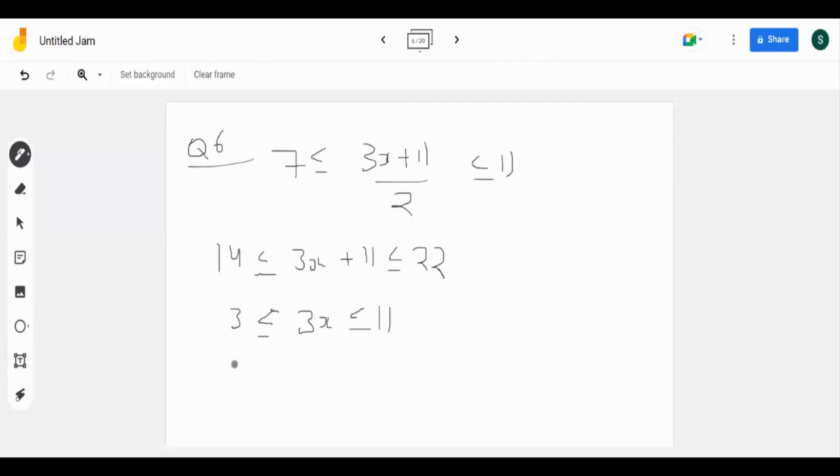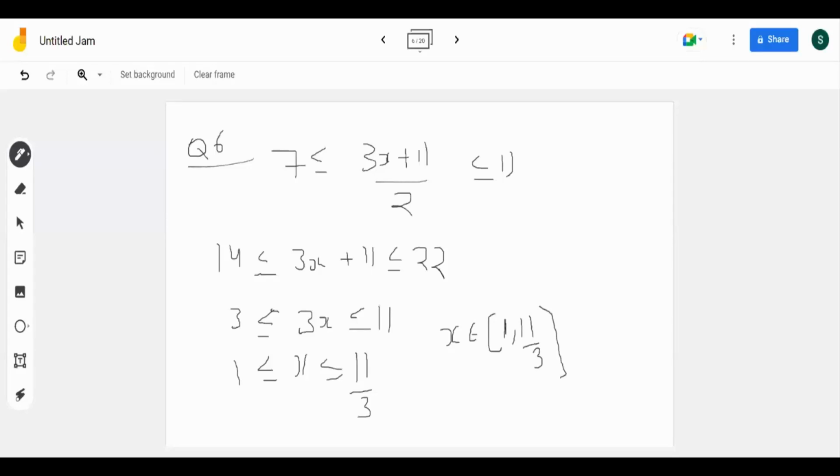Okay, again divide by 3. 1 less than or equal to x less than or equal to 11 by 3. We got our answer. Just report the answer as x belongs to, including 1 and including 11 by 3, x belongs to 1 to 11 by 3. So this is the range of values of x which satisfy our given inequality.